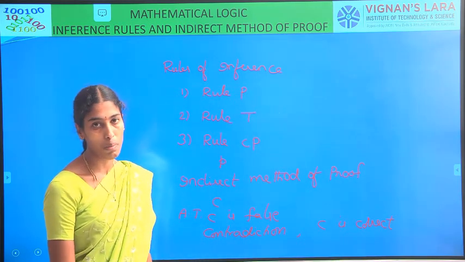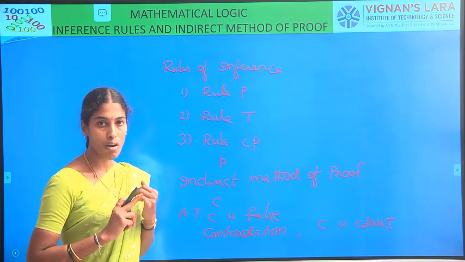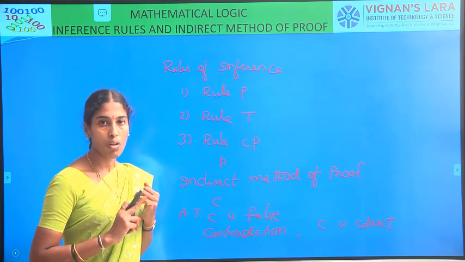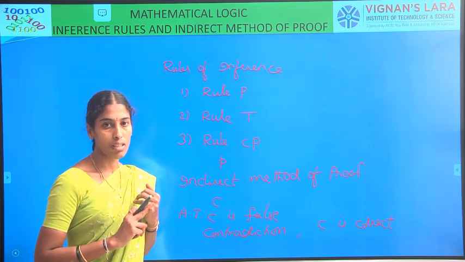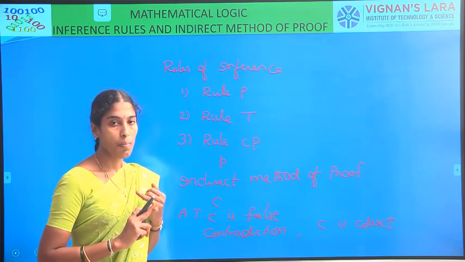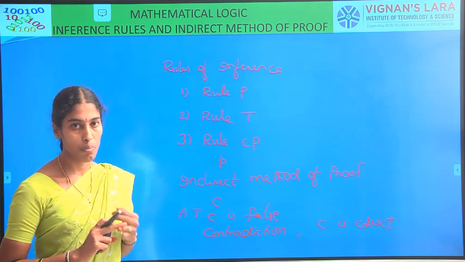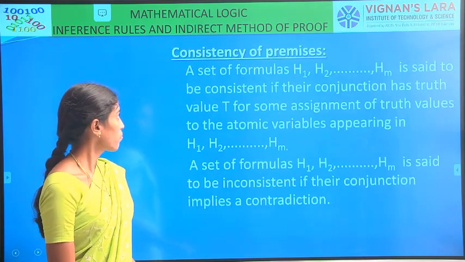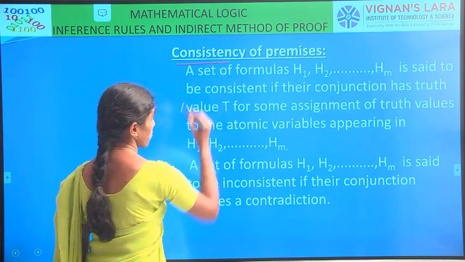given set of premises. So in the last class we discussed how to get the conclusion from the given set of premises by using the rules of inference, and also how to get the conclusion C from the given set of premises using the indirect method of proof. In this class, we discuss the consistency of premises.